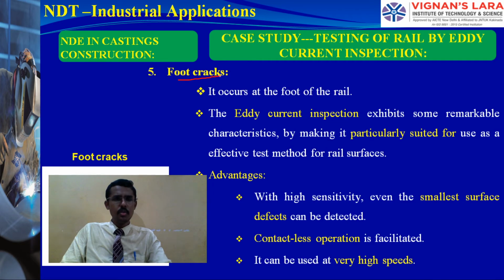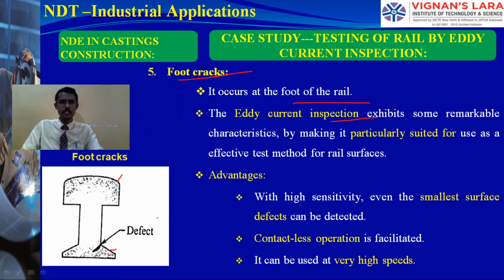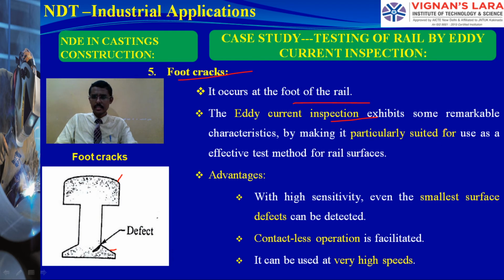At last, the foot cracks. It occurs at the foot of the rail, not at the head. The eddy current inspection exhibits some remarkable characteristics, making it particularly useful as an effective test method for rail surfaces.